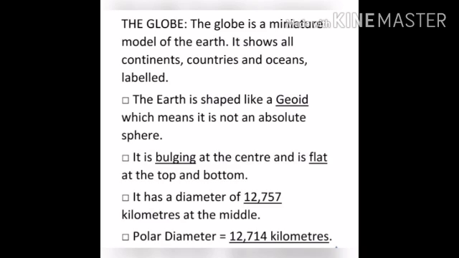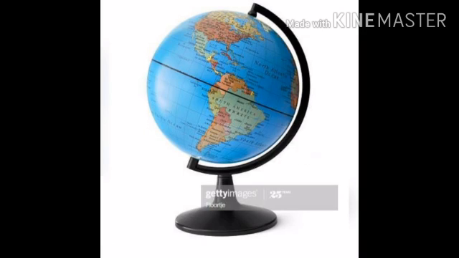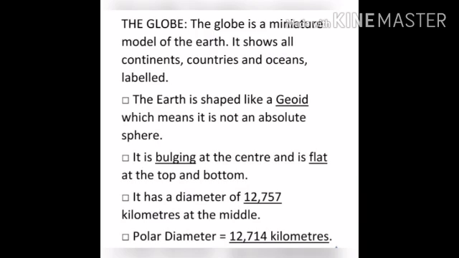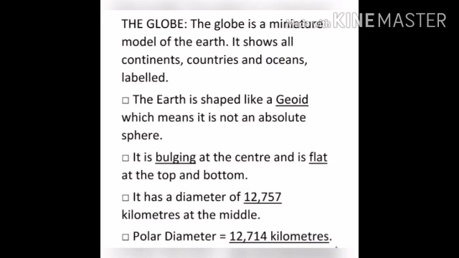So first let's understand the globe. Globe is a miniature model of the Earth. So how is our Earth looking like? Look at the picture of globe. Globe is a miniature model of the Earth. So long ago people thought that it was flat like a coin, but later on when pictures were taken from space, then we got to know that the Earth is actually spherical like a sphere.